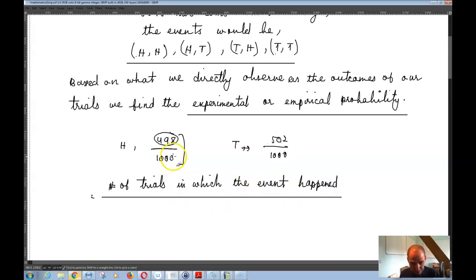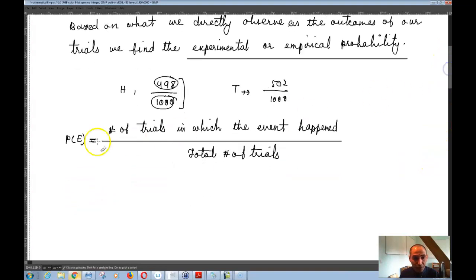And this number over here, I can describe it as the total number of trials. So then P of E, or empirical probability. Let's call it the probability of E, which is basically the empirical probability.